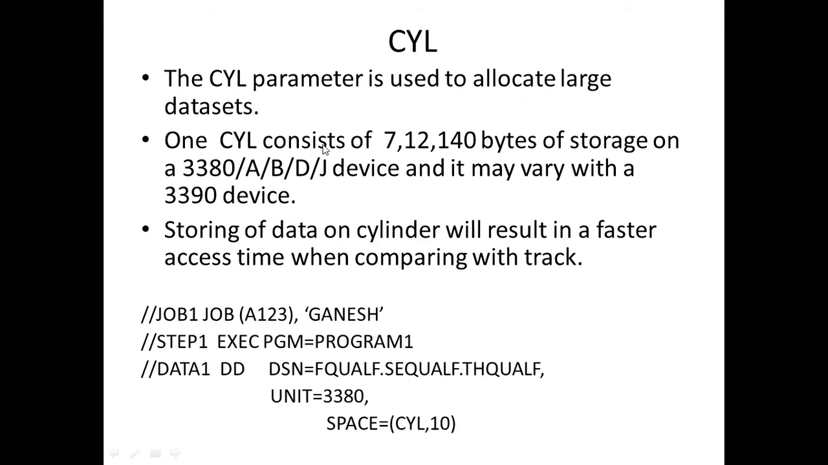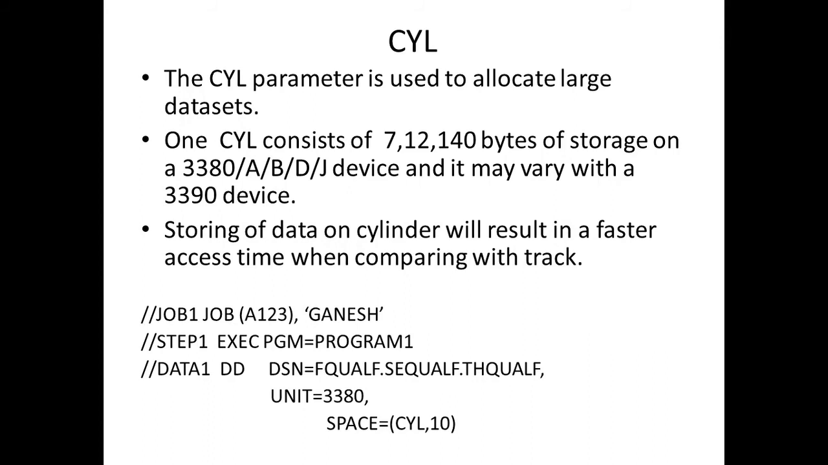So one cylinder consists of 7,12,140 bytes of storage on a 3380 device. So on a 3380 device, one cylinder size will be this much, 7,12,140 bytes, and it may vary from one device to the other device. So if you are comparing 3390, it may vary. So bytes may vary. So it is device specific.